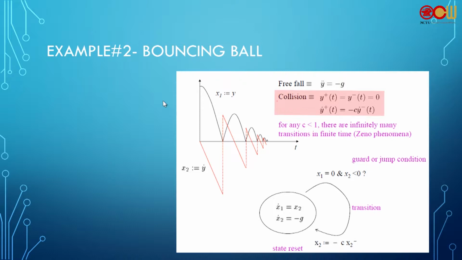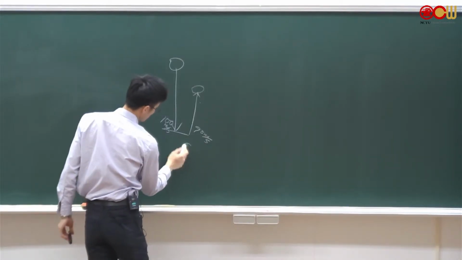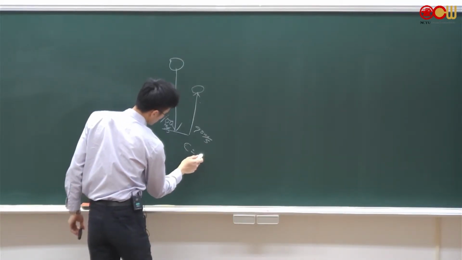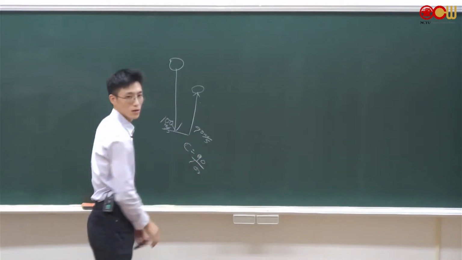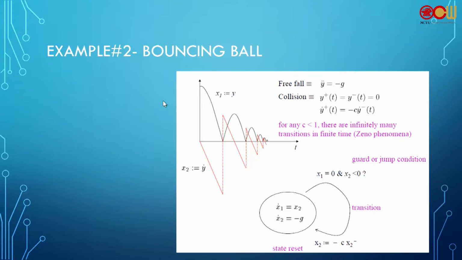Y dot is velocity, and plus means after you hit the ground, the velocity will change the direction, which is minus. C is the discount factor. Before it hit the ground, the velocity might be 100. After it hit the ground, it might become 10% off, which is from 100 to 90, right? So discount factor is 0.9, right? So this is the change of velocity after the impact from the ground.